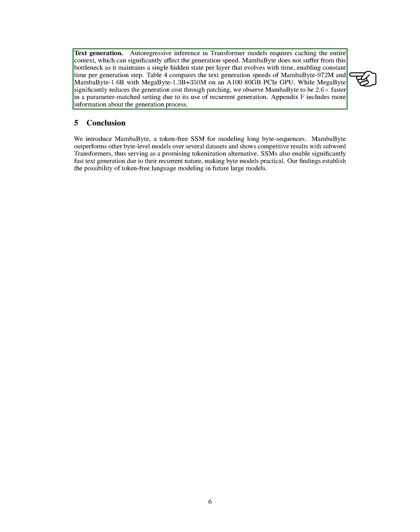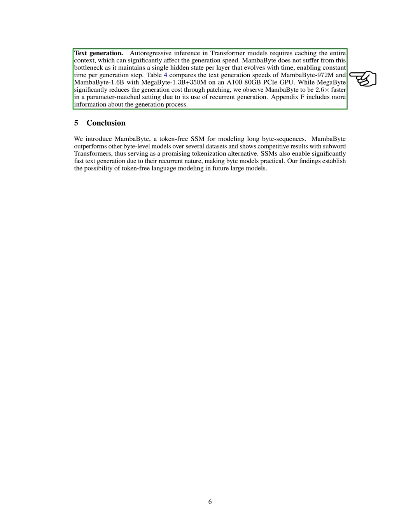To illustrate this, let's compare the text generation speeds of two versions of MambaByte, one with 972 million parameters and the other with 1.6 billion parameters, with a version of Megabyte that has a total of 1.65 billion parameters, 1.3 billion plus 350 million. We used an A100 80GB PCIe GPU for this comparison.